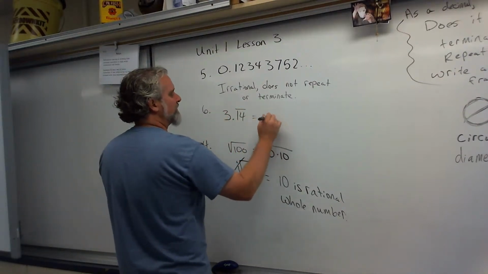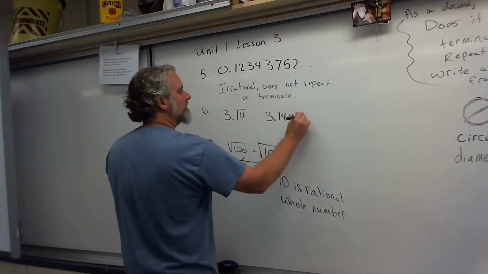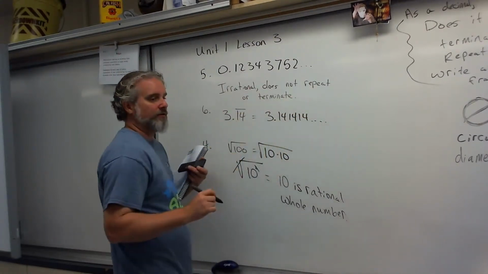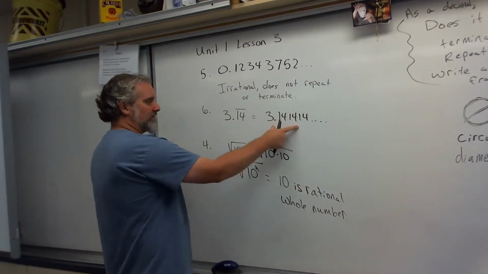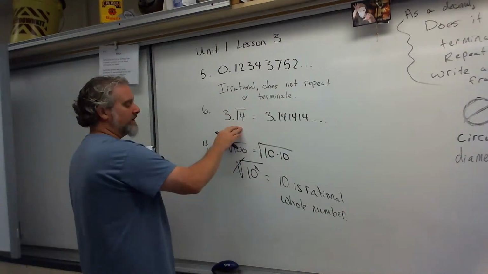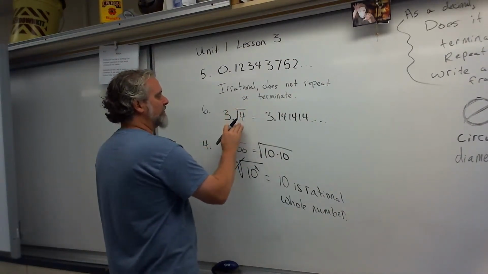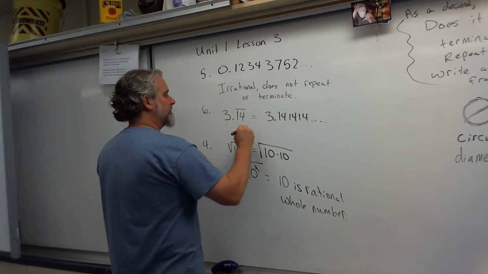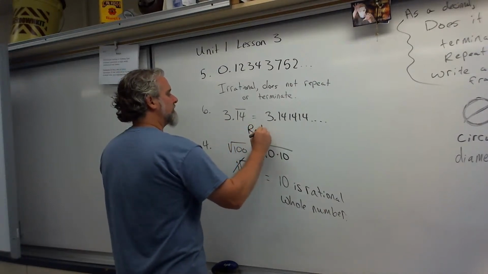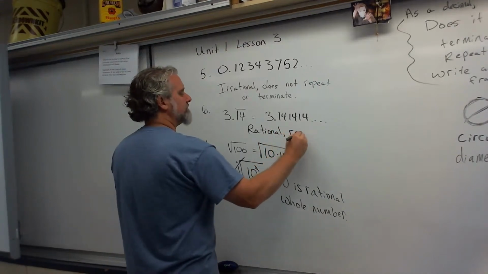So if you want to see what that looked like, it would be 3.141414 on forever. So yes, since we can write that as that with the bar over the top, we can contain it, if you will. 3.14 with the repeating bar over the 1 and 4. It is rational. Repeating.